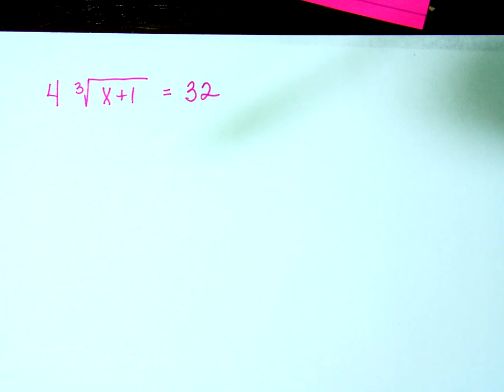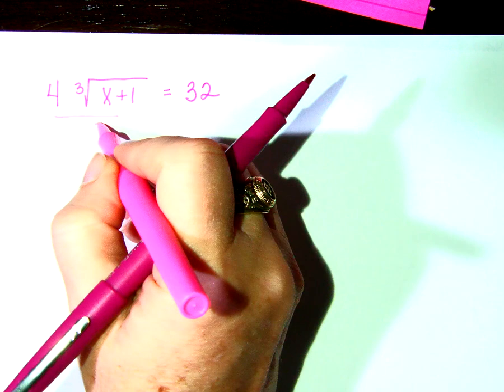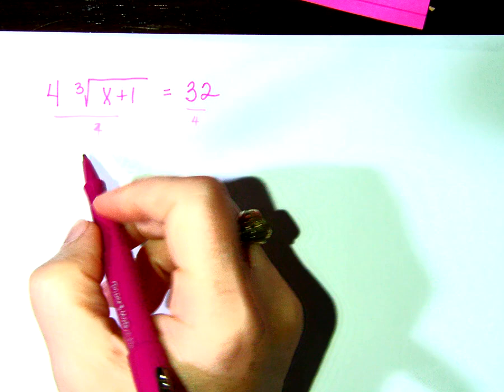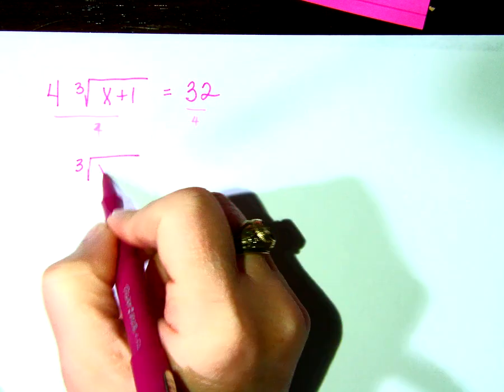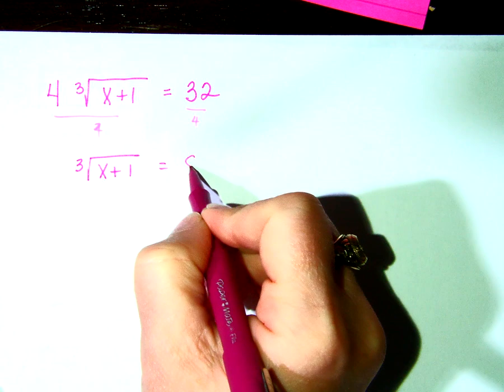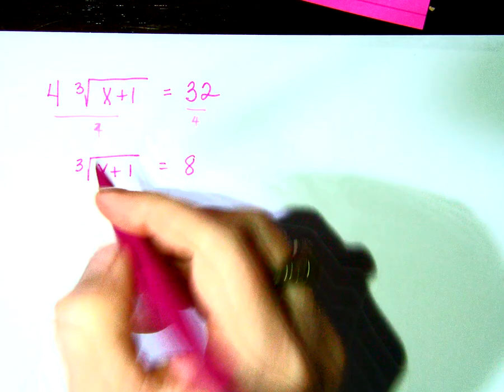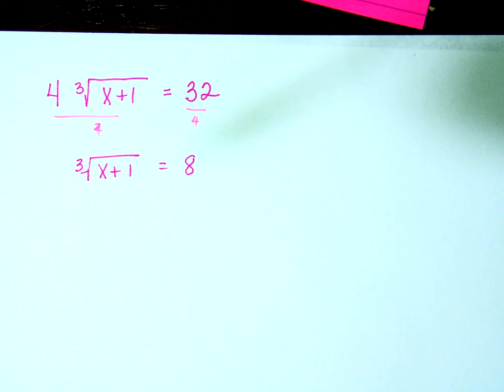What do I have to do first? Isolate a root, right? I got to isolate a root, so I'm going to do that by dividing by 4. What is this? Are you sure about that? Yeah, I need you to be sure about that. It's a cube root, right?